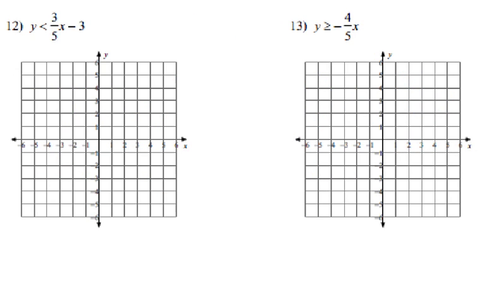Okay, let's take a look at some more. Number 12. Y-intercept. Start at -3. Slope 3 over 5. Up 3 over 5, or down 3 and to the left 5. No line underneath, so it's dotted.